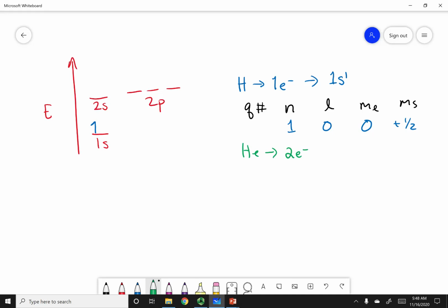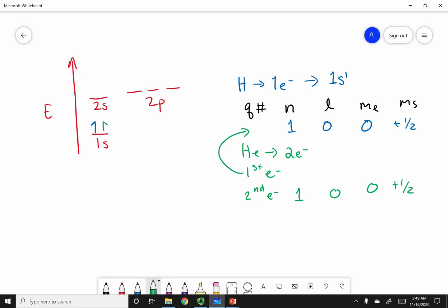Helium has 2 electrons. The first electron is going to look exactly like hydrogen, so I'm going to keep it in this blue color. Now I have to put in the second electron. I'm going to try to put it in that 1s orbital. So I can have n equals 1, l equals 0, m sub l equals 0, but I can't put the electron as spin up because I will have the same set of quantum numbers.